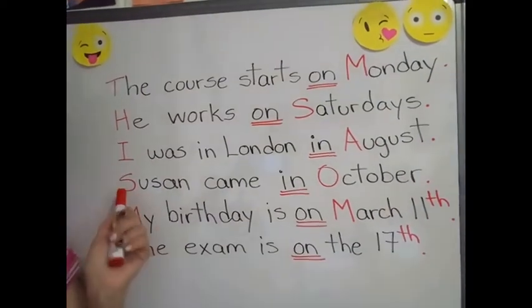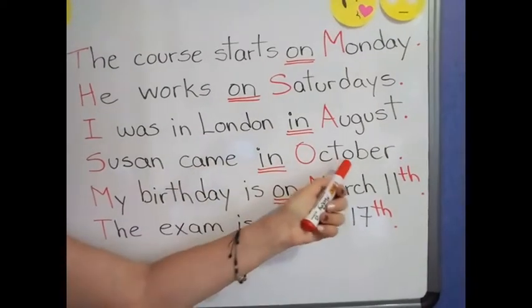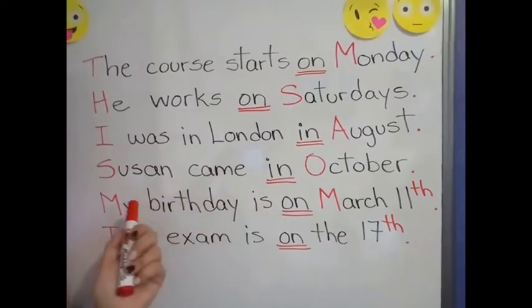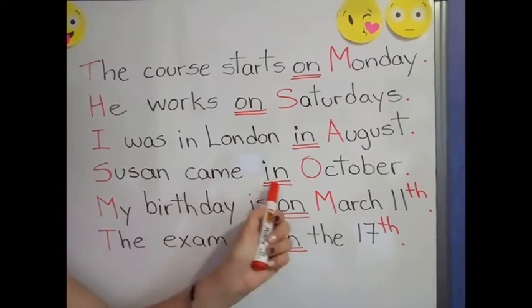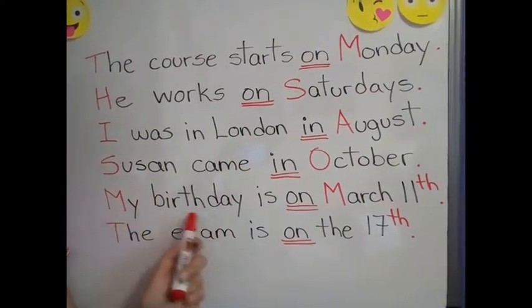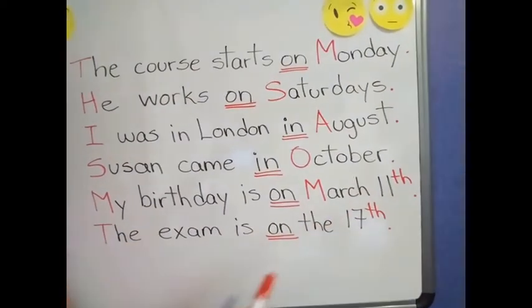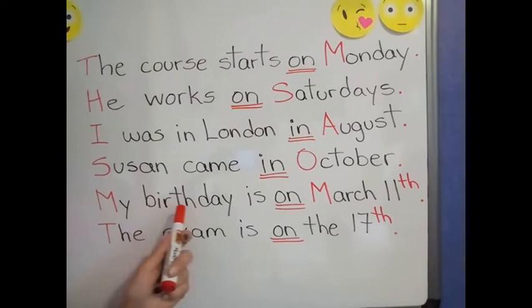Very good. Next sentence. Susan came in October. And now you. Very good. Next sentence. My birthday is on March 11th. Now repeat.